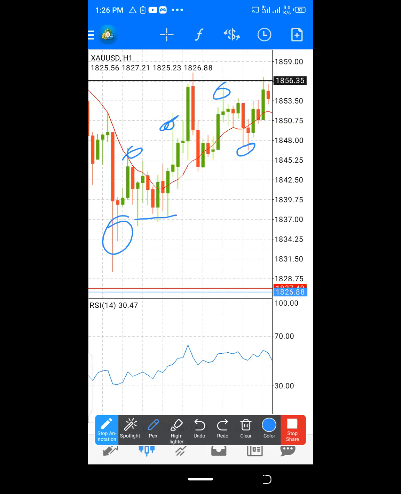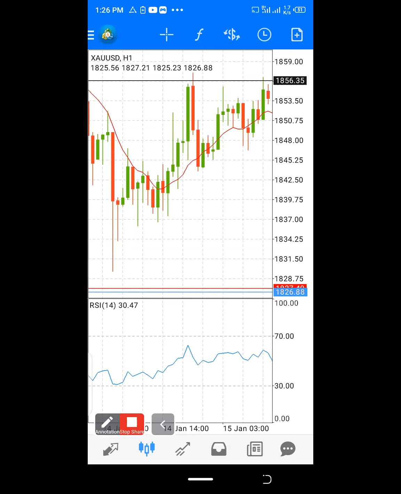All right. Now, let us look at what we have here so that you guys can really understand how money is made in the foreign exchange market.